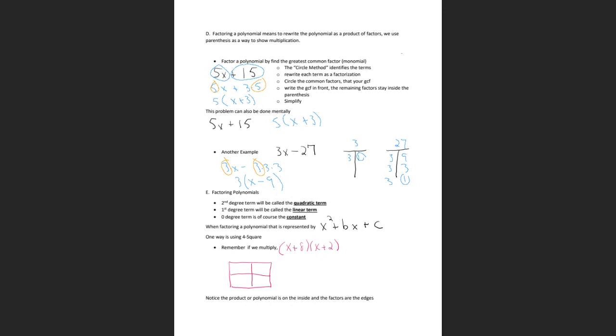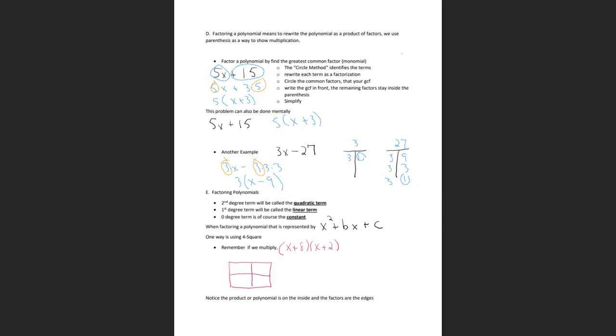As we move forward, we're going to get into some more vocabulary, factoring polynomials. So a second degree term is going to be called the quadratic term. The first degree term is going to be called the linear term. And the 0 degree term, of course, is called the constant.